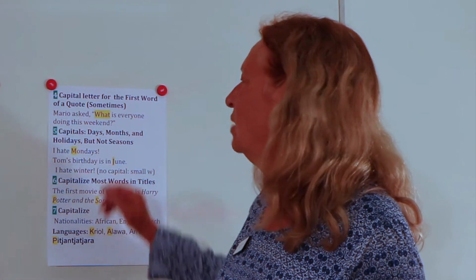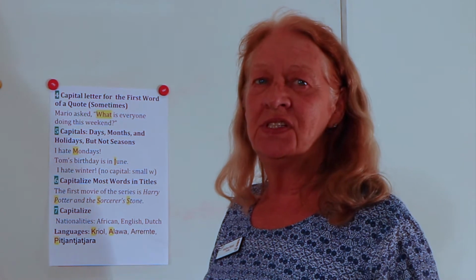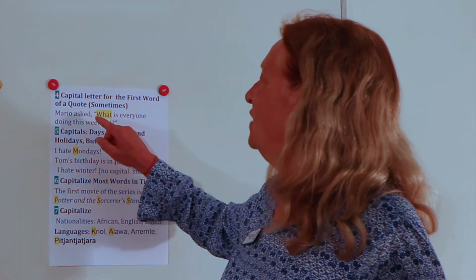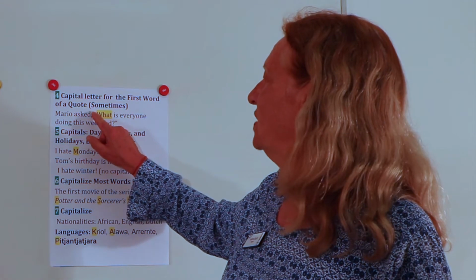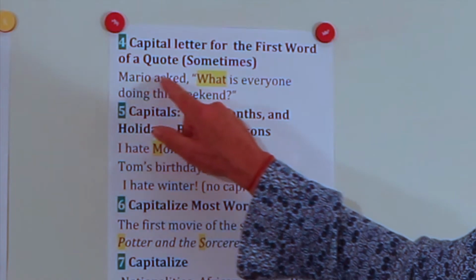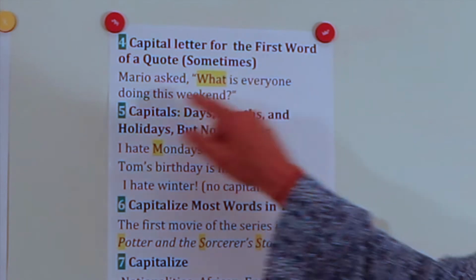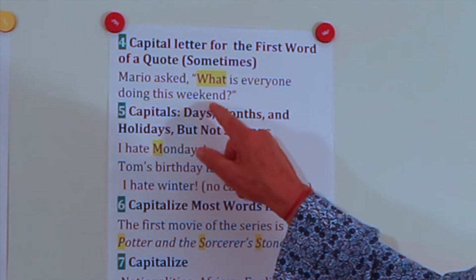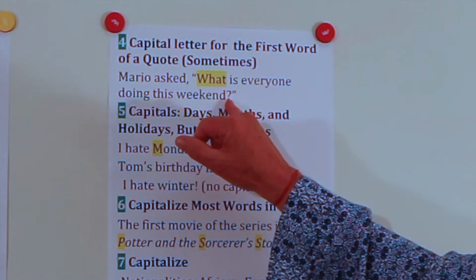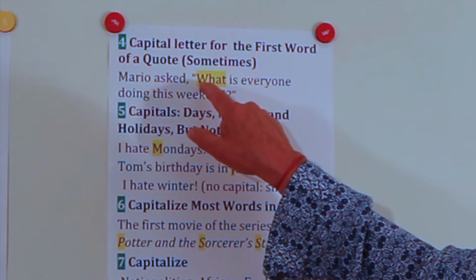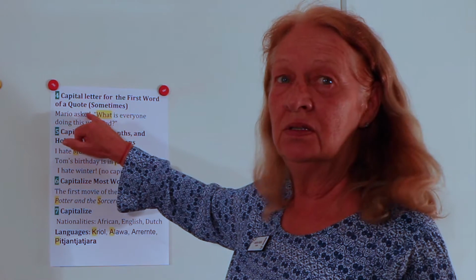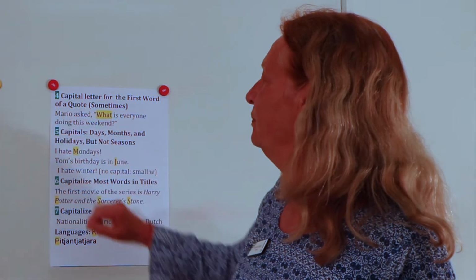Okay, the next rule, which is our fourth rule, capital letters for the first word of a quote. Sometimes, but most times. And a quote is when someone's saying something, and you indicate that by these things called inverted commas, like the little tadpoles up here. So Mario asked, "What is everyone doing this weekend?" This is everything he said with a question mark, but you start the sentence there with a capital letter, even though it's in the middle of what you've already written.